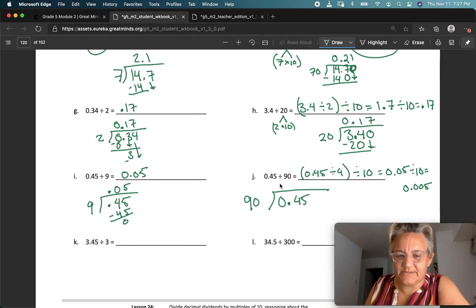90 goes into 0 times. Goes into 4 tenths 0 times. Goes into 45 hundredths 0 times. But if we add a 0 here, 90 will go into 450 5 times. 5 times 0 is 0. 5 times 9 is 45. Okay, subtract, and there's our 0.